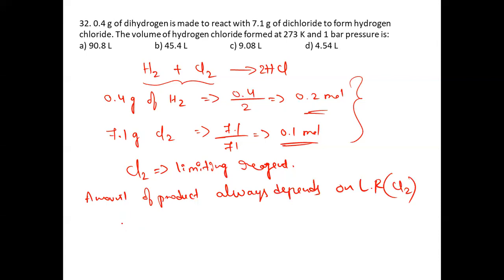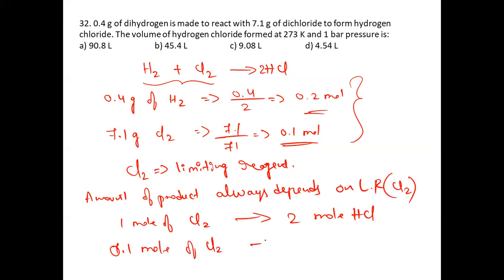So 1 mole of chlorine gives 2 moles of HCl according to the balanced chemical equation. They have given 0.1 mole of chlorine. So we do the cross multiplication, 2 into 0.1 divided by 1, which gives 0.2 mole of HCl. So the number of moles of HCl formed is 0.2 mole. Now we have to find out the volume of HCl.